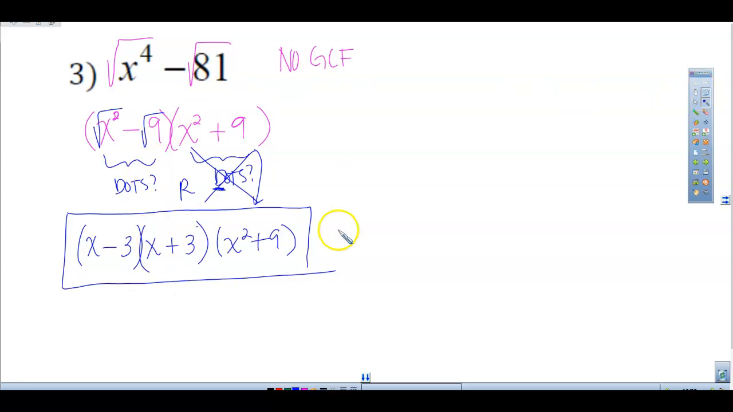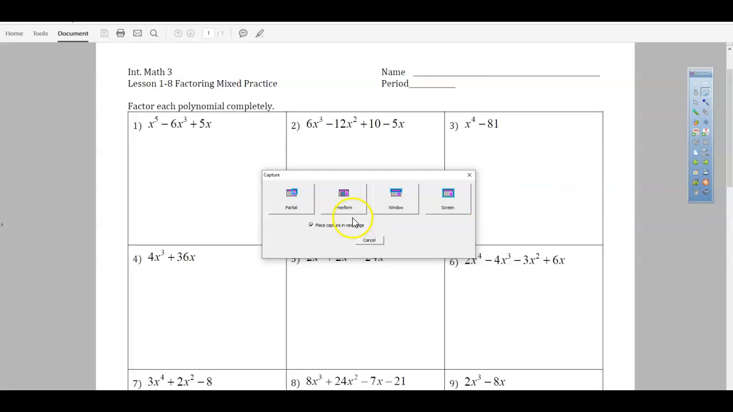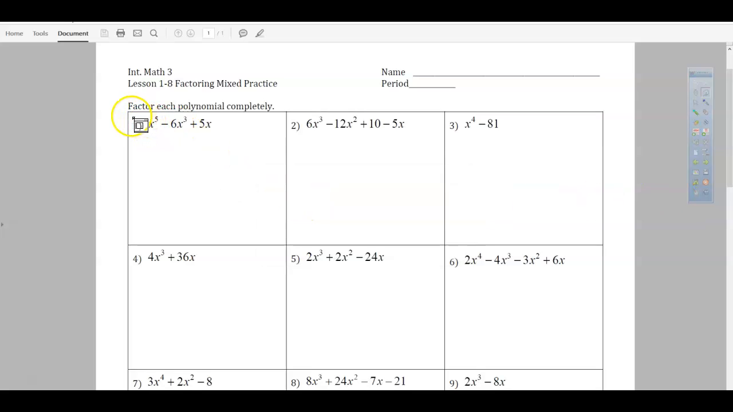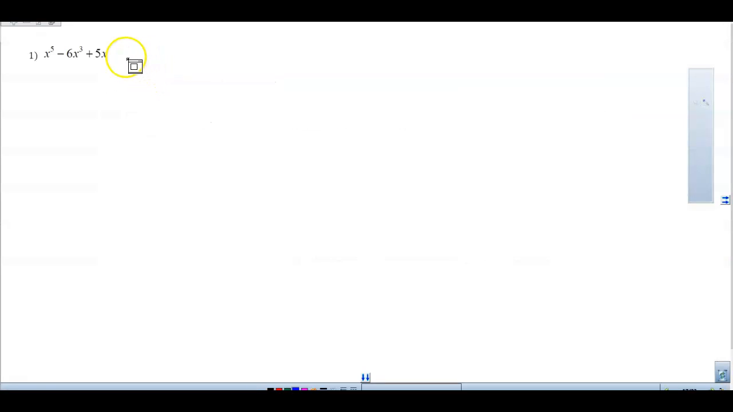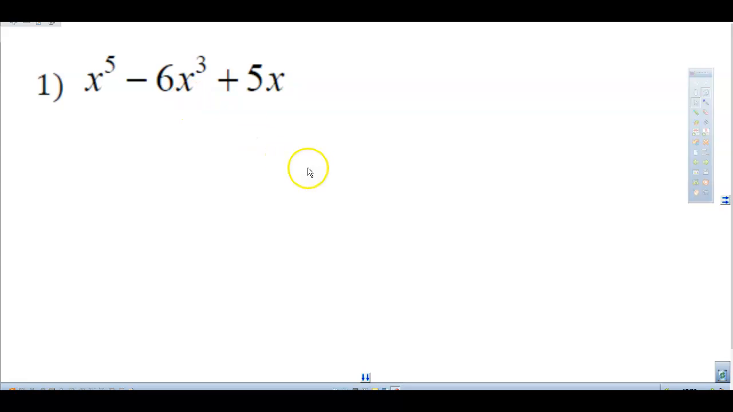Alright, so that was binomials with no GCF, but we had dots. So now let's look at number 1, which is a trinomial. This is what we did in class on Thursday and Friday, and then you guys worked on the assignment in class yesterday. So if you remember, first you check for GCF in the trinomials.